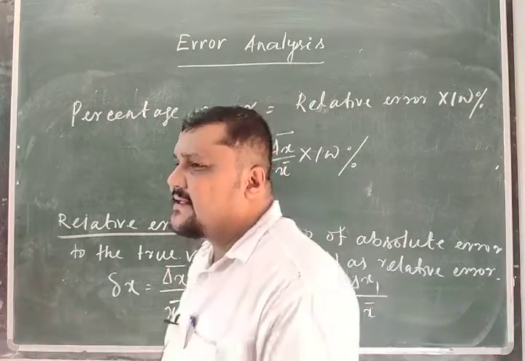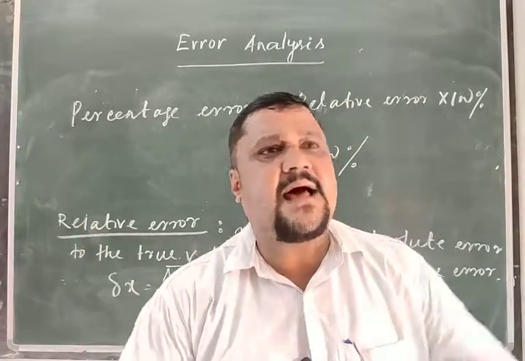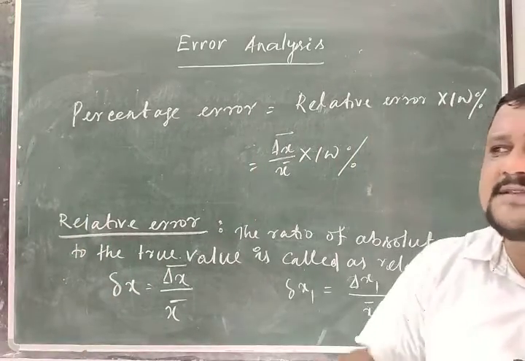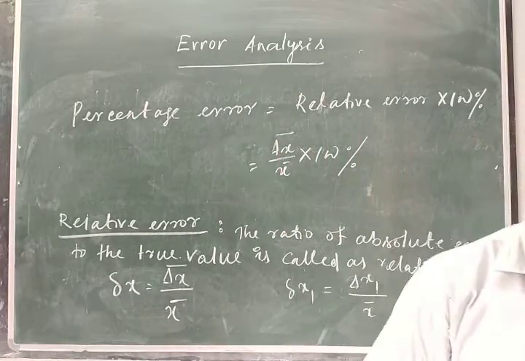If I measure the length, it has an error. If I measure the breadth, it has an error. If I want to find the area, it should have an error. That is called the propagation of error. Okay, we will discuss that in the next video.